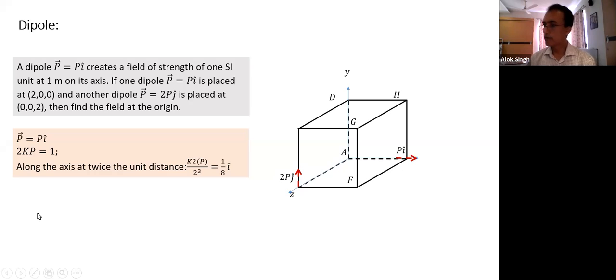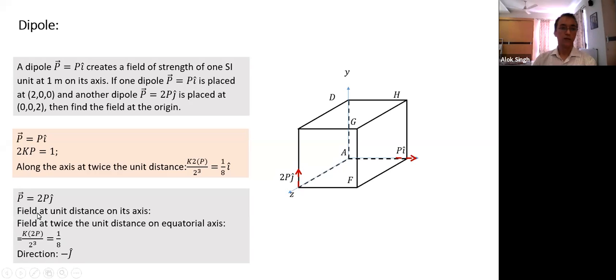What would it come to? P will be equal to this value of P. So what is the direction? K times the dipole moment divided by q with the distance. 1 by 8 is the magnitude. But what is the direction? Since on the equatorial axis the direction is opposite, so minus j cap. So what is the answer? 1 by 8 i cap minus 1 by 8 j cap.